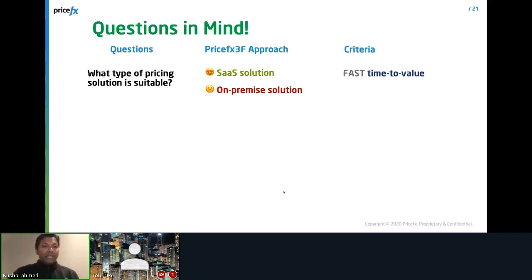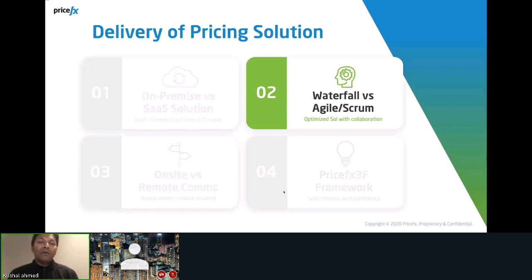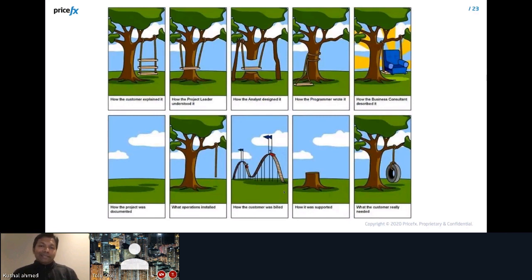We're moving to the second comparative analysis from delivery perspective. We're going to talk about the delivery methods, waterfall versus agile. Let's start with an analogy. I'm sure you have seen this picture many times. One of the most difficult parts of developing a software solution is getting the message or requirements conveyed across the team and within the team members.